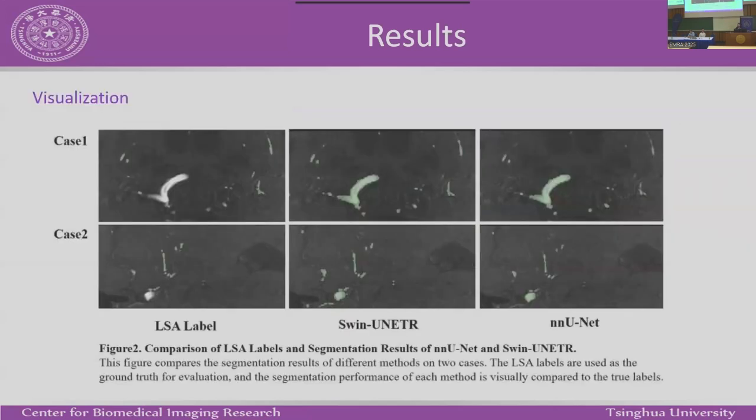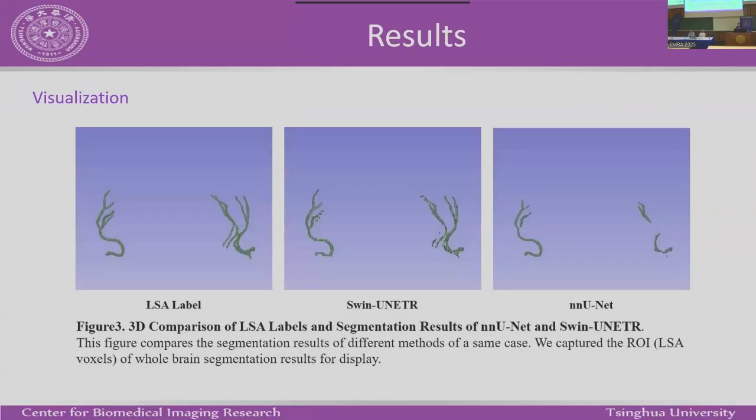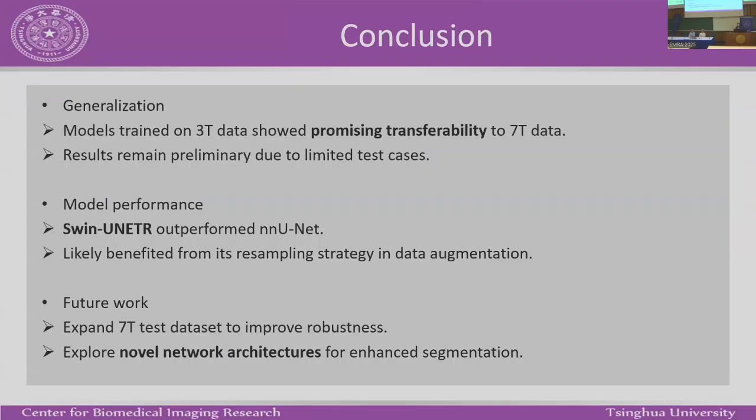And the visual results are presented here, and figure 2 is 2D. And the 3D results are presented here in figure 3. In conclusion, our model trained on 3T data shows promising generalization to 7T data. The results are preliminary due to the small test sample. SWIN UNET-R's superior performance highlights the importance of tailored data augmentation.